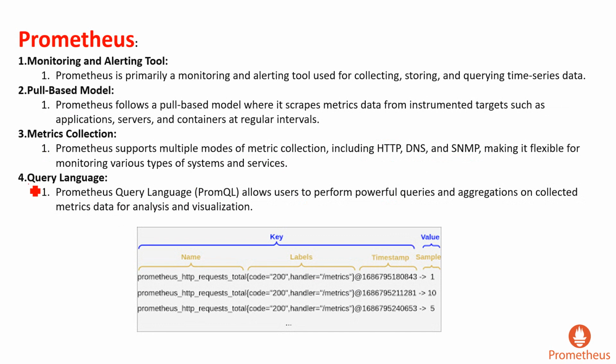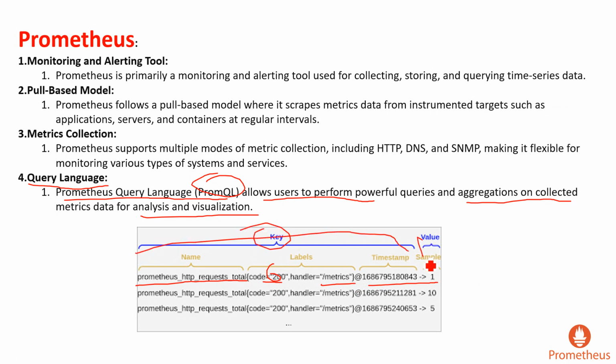Then lastly, we have a query language. The Prometheus query language, we used to say PromQL as well, allows users to perform powerful queries and aggregations on the collected metrics data for analysis and visualization purposes. So you can see here prometheus_http_requests_total, code 200, which is the success one, handler is metrics, and it's getting the data for that. So these are nothing but a key, and then we have sample data as a value.